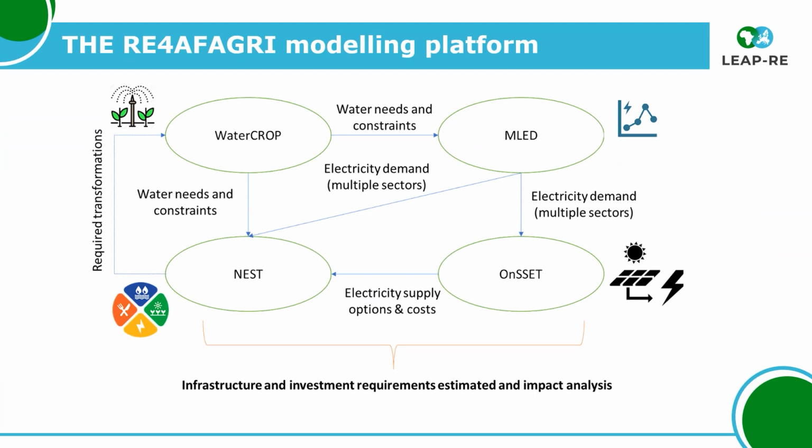So the RE4AFAGRi platform, as you can see from the diagram here, is composed of 4 main modules, and the role of the MLED model is pivotal because it produces inputs in terms of electricity demand for NEST, the integrated assessment modeling of energy, water, and land, and for the OnSSET bottom-up energy access supply-side planning tool, while it receives input from the water crop model in terms of water needs and constraints for irrigation that affect strongly the agricultural-related demand for energy in rural areas.